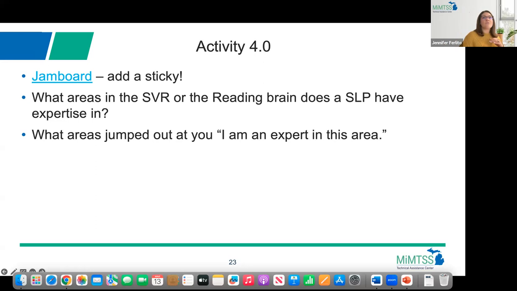Someone wrote word recognition. So they are an expert in knowing how the speech sounds connect to print. If you click here on the left, you can add a sticky note. I could write phonemes was my example, and I can make it pink. And then you can drag it wherever you would like.